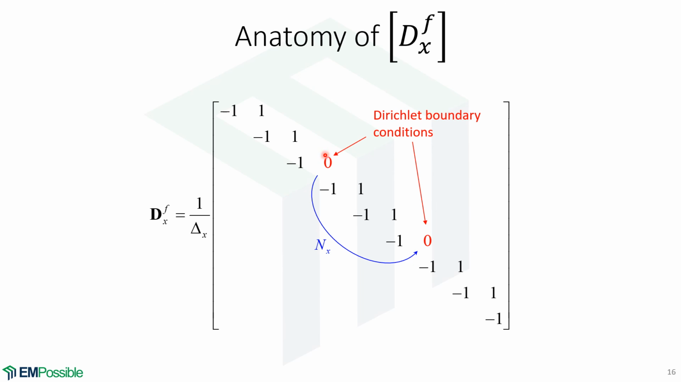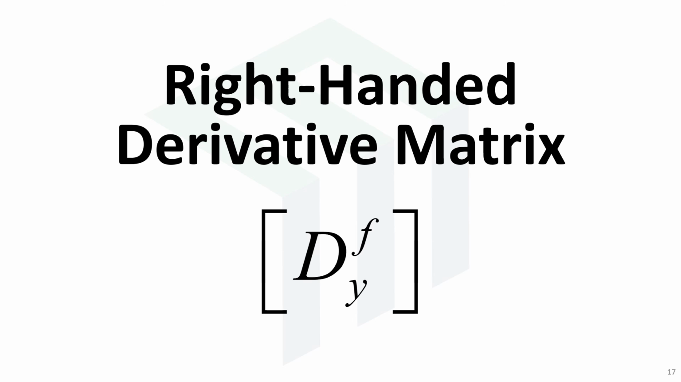And so how many zeros do we have? Well, we'll be missing the last row of our grid. But if we have 10 rows, we're going to have 9 zeros, and the spacing between them will be the number of points horizontally in that grid. So we can use those, and now we know how to build that matrix very quickly. Right-handed derivative matrix, DYF.